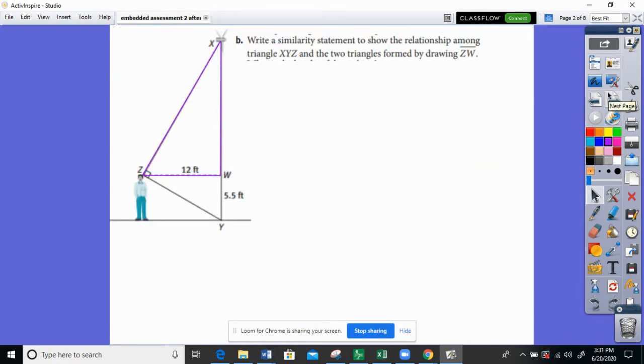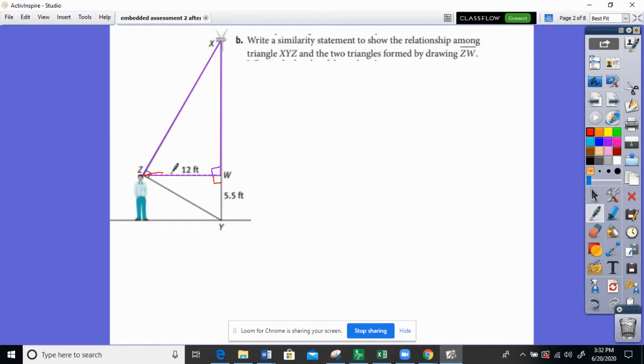So question B is saying write a similarity statement to show the relationship among triangle XYZ and the two triangles formed by drawing segment ZW. So far we've outlined triangle XZW. We know that that's a right triangle because segment ZW is an altitude. You learned earlier in this unit that the right triangle altitude theorem says when you have a right triangle and you draw an altitude inside the triangle, you form two more right triangles that are similar to each other.